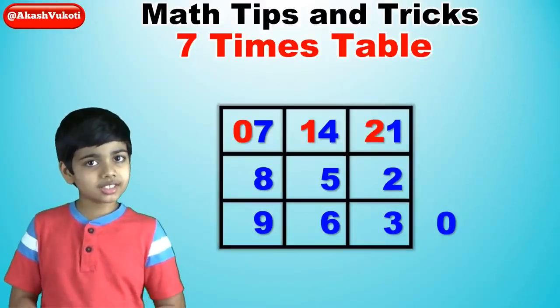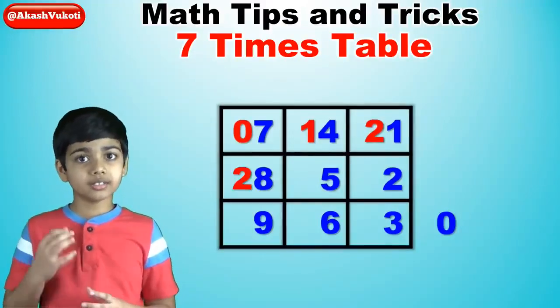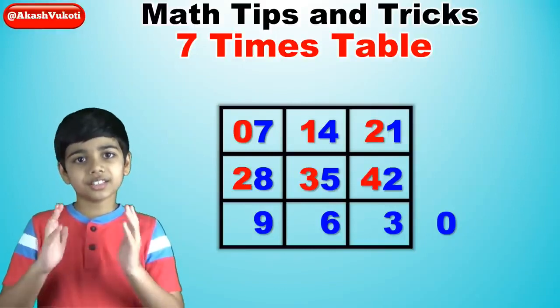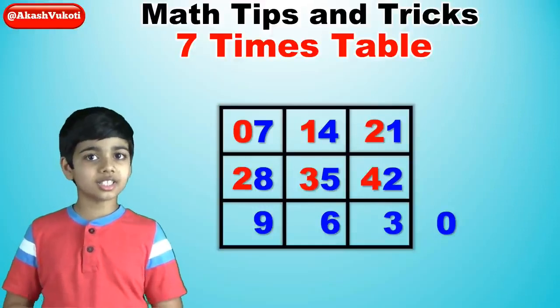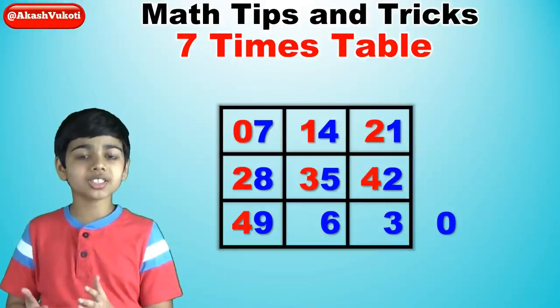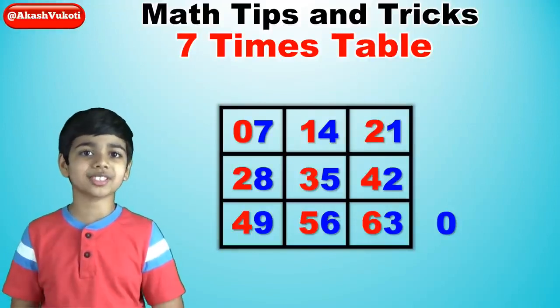Okay, for the tens digits in the middle row, we will write 2 in the first box, 3 in the second box, and 4 in the third box. And finally, for the tens digits in the bottom row, we will write 4 in the first box, 5 in the second box, and 6 in the third box.